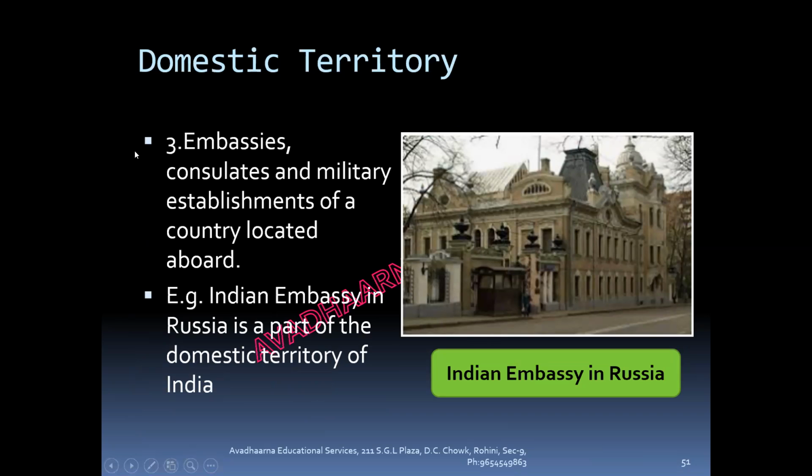Third point, very important point. It is embassies, consulates, and military establishments of a country located abroad. For example, the Indian embassy in Russia is a part of the domestic territory of India.